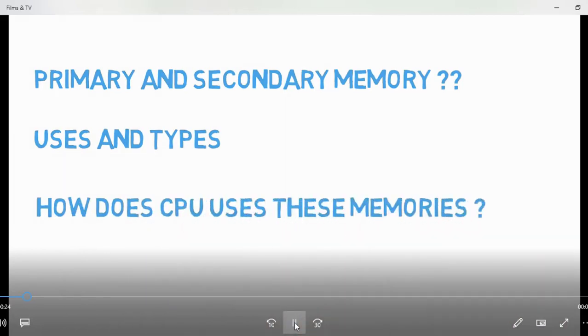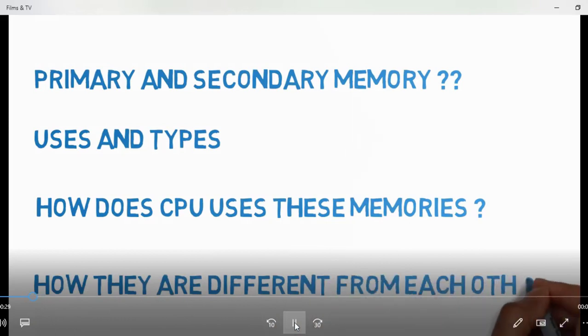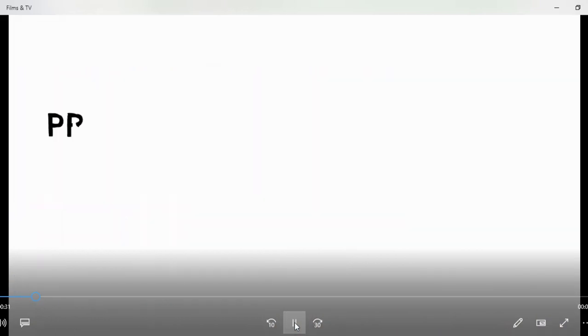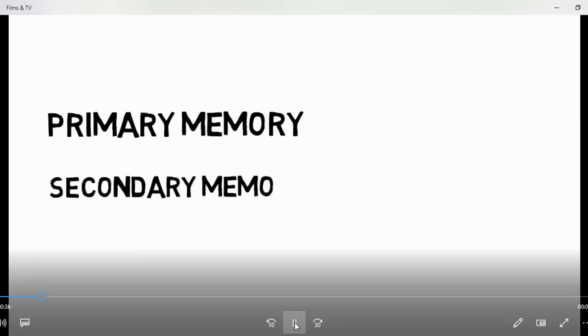How does the CPU use these memories? How are they different from each other? There are two types of memory, that is primary memory and secondary memory.